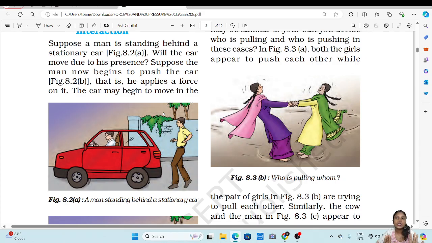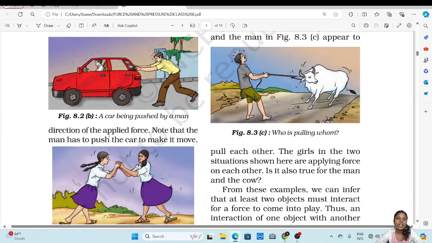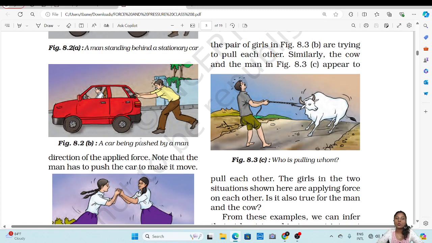Now say the person decides to push the car. So he pushes the car. In that case, the car may move. Why? Because there is some kind of interaction. The man is applying some force to the car, or there is some interaction between the car and the man that is making the car move. So note that the man has to push the car to make it move.